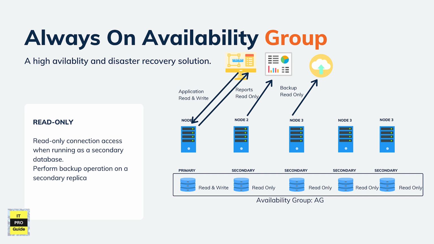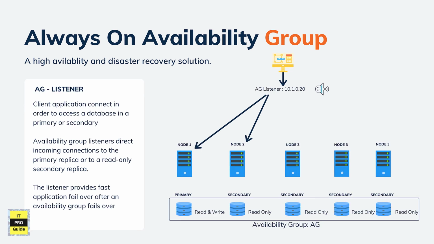But these read only nodes, the other nodes, can be utilized for reporting instead of running the reporting transactions or the backup or read activity on the same primary server. As you have standby servers which are still capable of read operations, you can point the read only intended operations like reporting or backup to the secondary database, and this will help you to reduce the load on the primary one. The next thing that we have to understand is the AG listener, that is, the availability group listener.